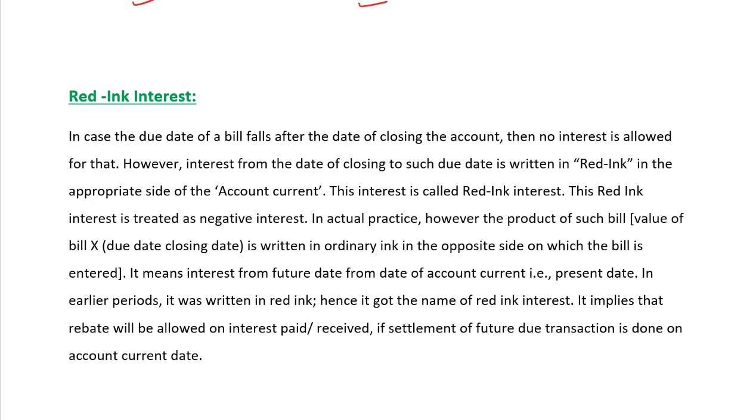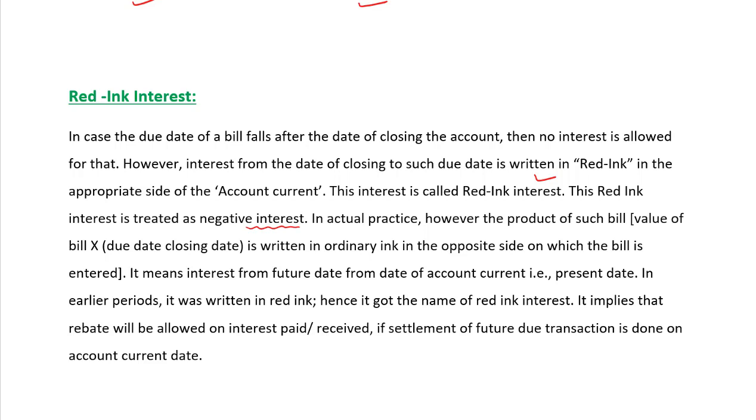Red ink interest. What is red ink interest? In case the due date of a bill falls after the date of closing the account, then no interest is allowed for that. However, interest from the date of closing to such due date is written in red ink on the appropriate side of the account current. This interest is called red ink interest. The red ink interest is treated as a negative interest.